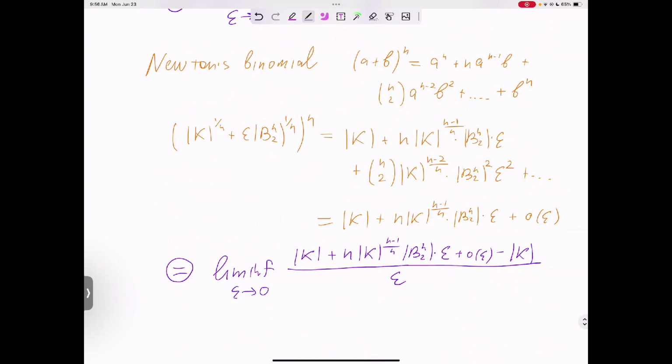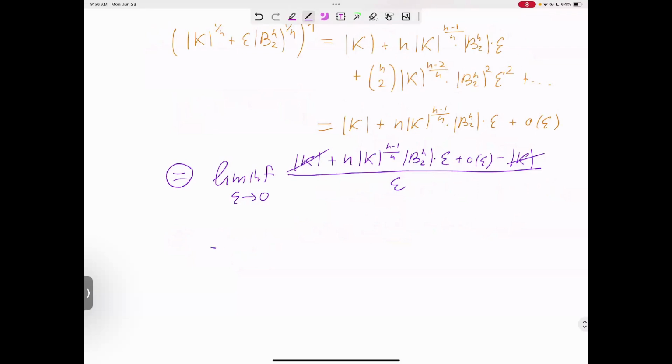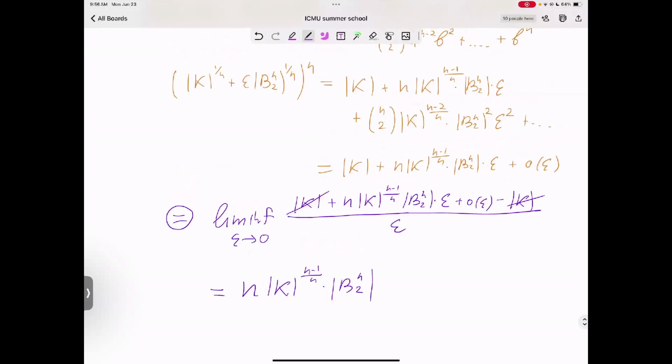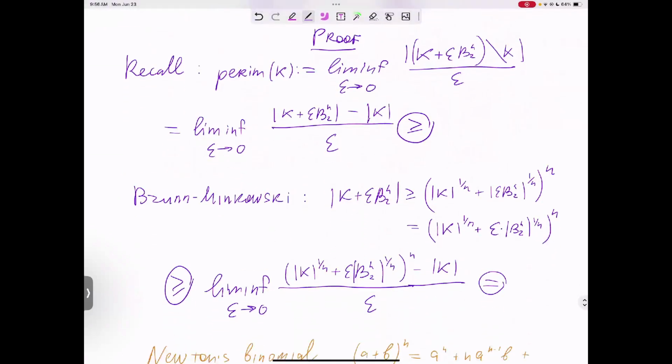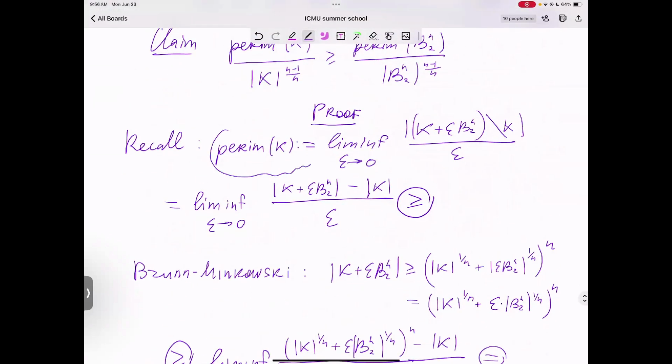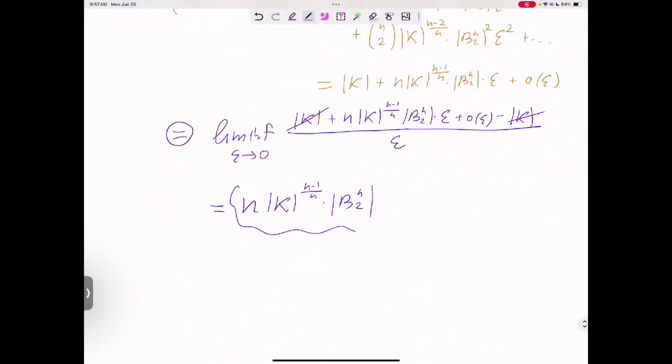Yes. Cool. So from here on, of course, now we can cancel out volume of K, divide by epsilon, take the lim inf, and say that this equals n volume of K to the power (n minus 1) over n times the volume of B_n. Right, and where did we start? We started with perimeter of K. There you go. So perimeter of K is bigger than or equal to this guy.